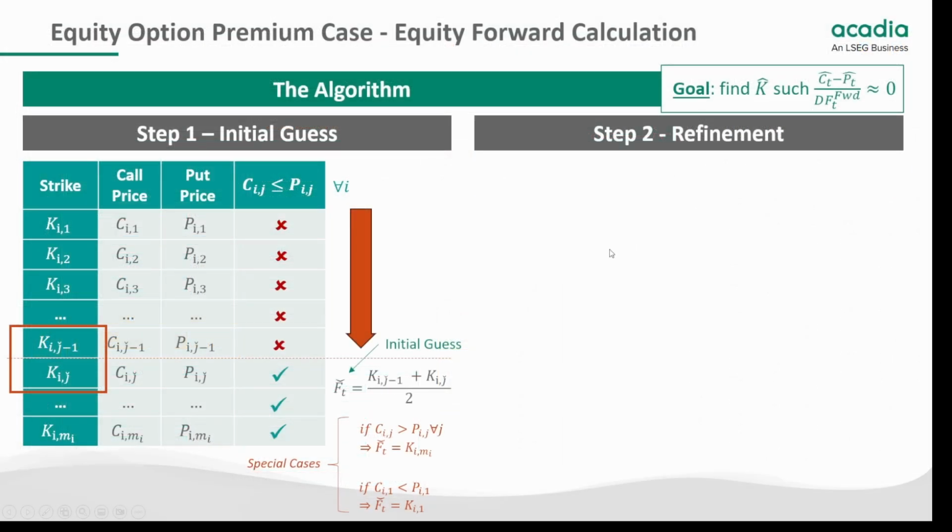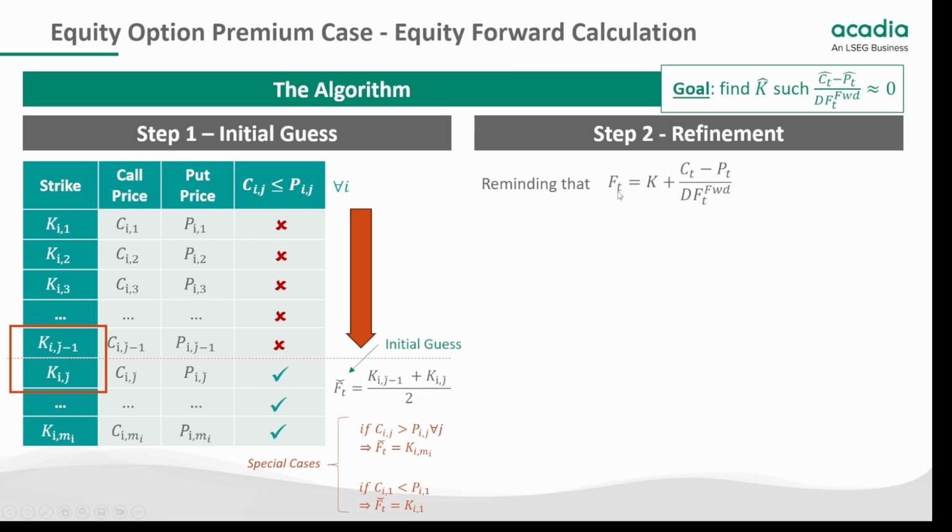And now step 2, the refinement phase. This is where we try and find the strike such that the call price and the put price are nearly identical, obviously after adjusting for the discount factor. So the goal that we established before is to find K such that the difference between the call price and the put price, divided by the discount factor forward, is close enough to 0.